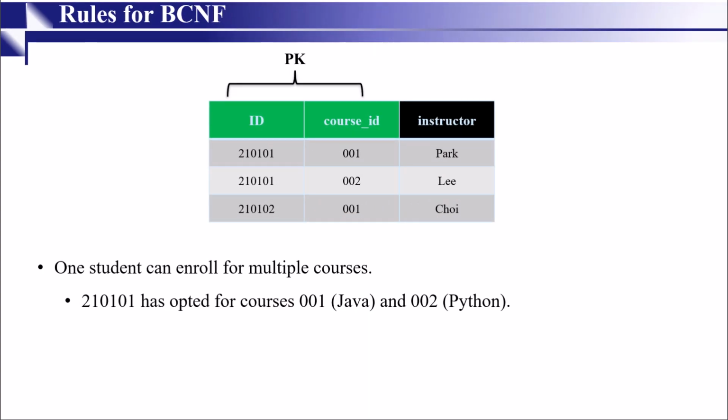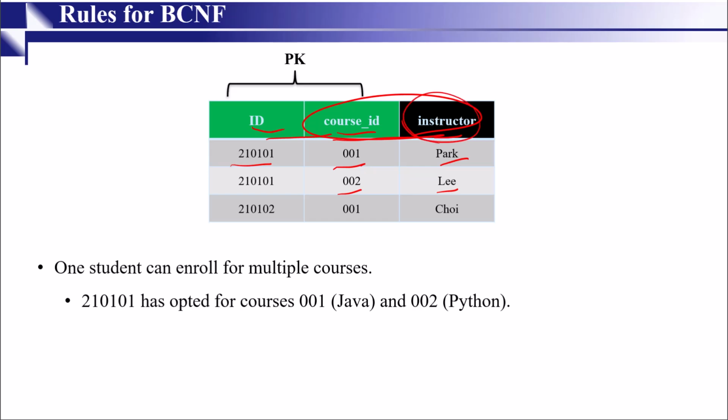Here is a table with ID, course ID, and instructor. The primary key here is ID and course ID. One student, like 210101, is enrolled in two courses, 001 and 002, by Park and Lee. The functional dependency of ID, course ID to instructor here is fine, but we will check if instructor determines course ID, which could violate BCNF as instructor is not a super key here.